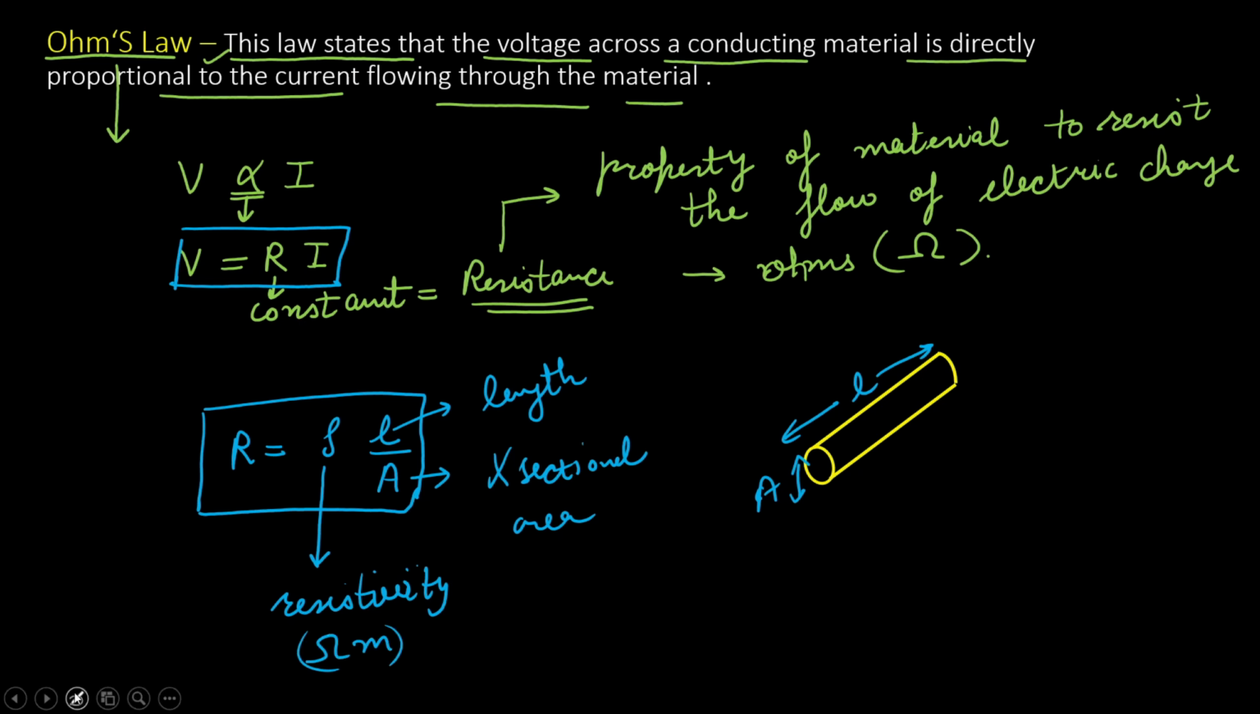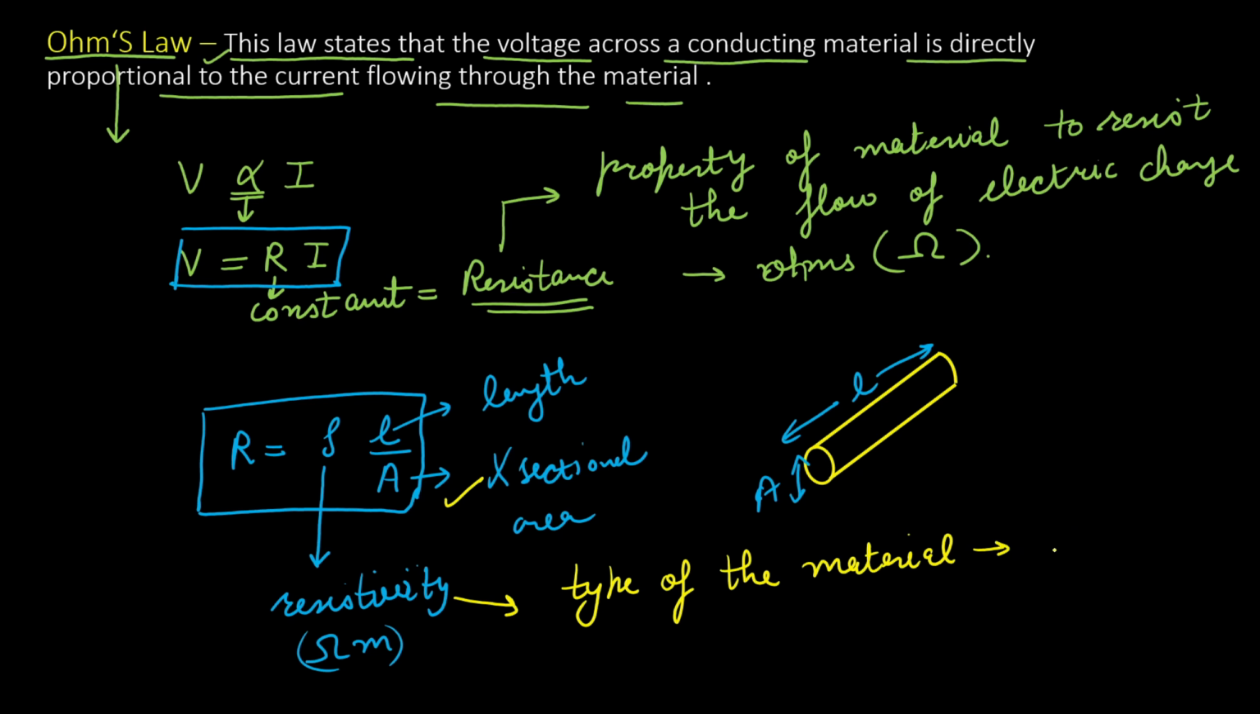Basically, the resistivity of a material is independent of the dimensions of that particular material. It only depends upon, number one, the type of the material. For example, in case of conductors, the resistivity is very low, and in case of insulators, the value of the resistivity is much higher. And secondly, it depends upon the temperature of that particular material.